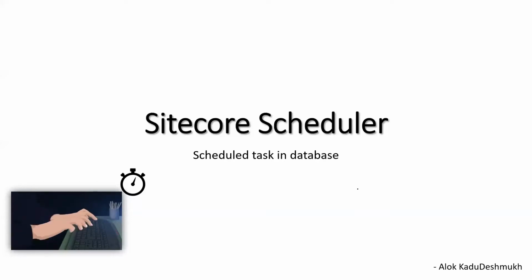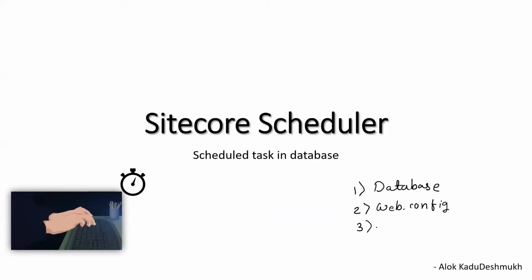There are at least 3 ways you can configure a scheduler in Sitecore CMS. First, define the scheduler task in the database. Second, configure the agent in web.config. And third is to use Windows Task Scheduler to call a web service in a Sitecore instance.